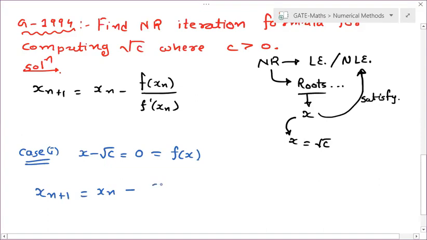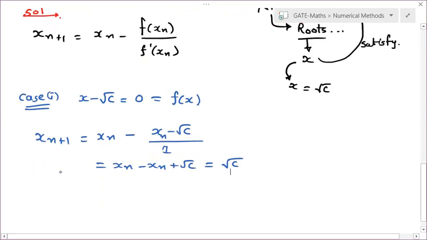f of xn is what? xn minus root C, or not? For f dash xn, it's the differential. The differential of x is 1, and the differential of root C is 0. So it is xn minus xn plus root C. So I will get xn plus 1 as root C only. So if I write this answer, xn plus 1 equal to root C, and definitely we will have this answer in the options, then your answer will be wrong.